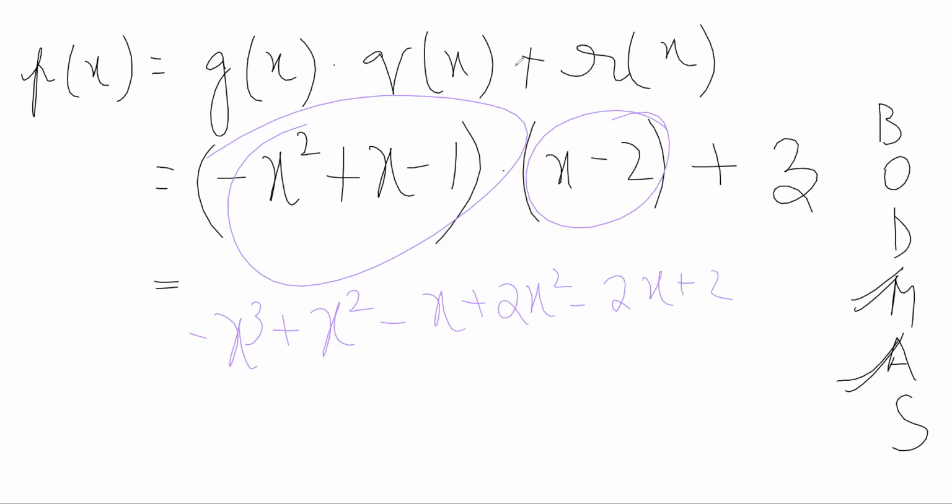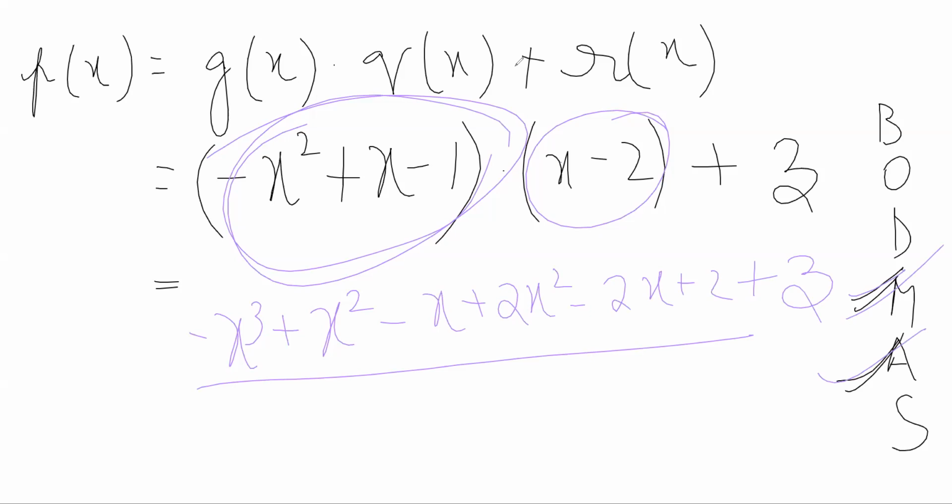I believe you all know how to multiply such problems. First, you take x and multiply with minus x square plus x minus 1, and then take minus 2 and multiply it by minus x square plus x minus 1. So you get this, and the remainder at last. Now you can add the remainder because we have completed multiplying.